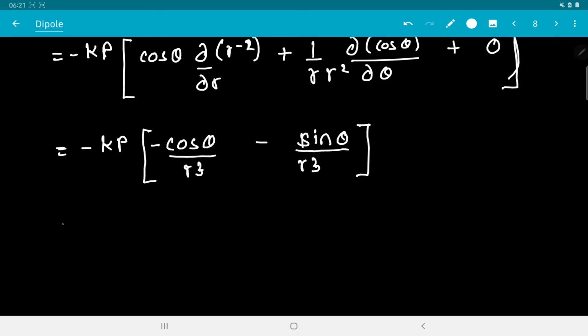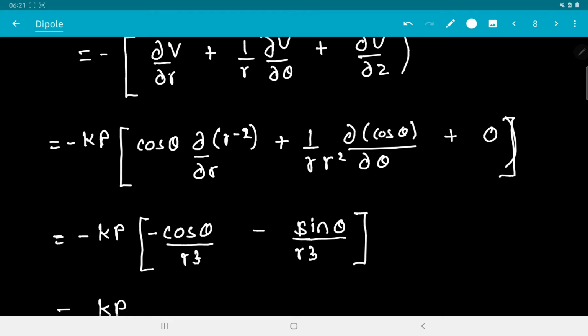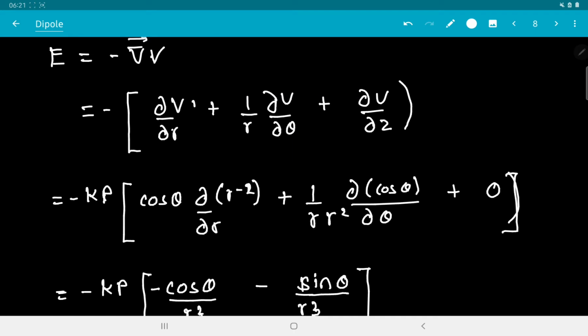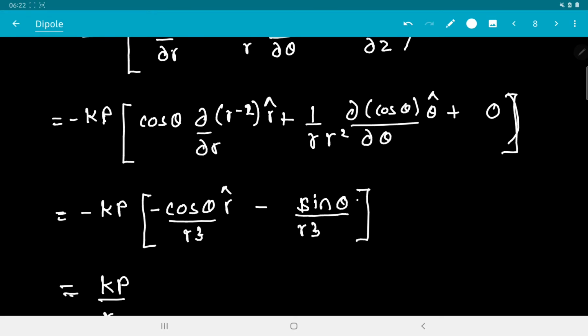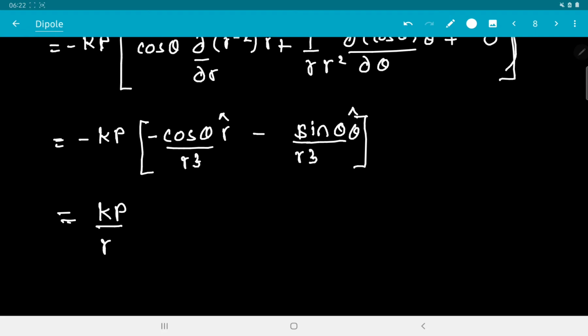So now we can bring this r cubed outside. The minus sign is common, we can take that outside, it will become plus. I have not given the direction: this will be in the r cap direction, this will be in the theta cap direction, and this will be in the z cap direction. So we have here r cap, and this will be in the theta cap direction. So finally we'll have kp divided by r cubed.